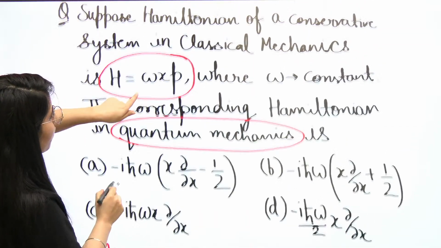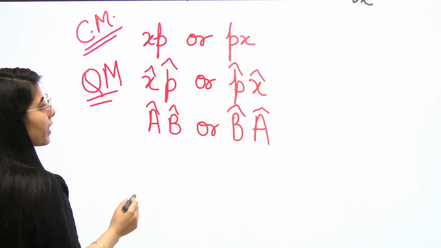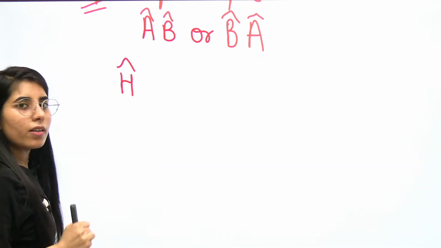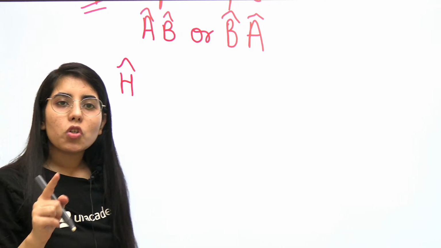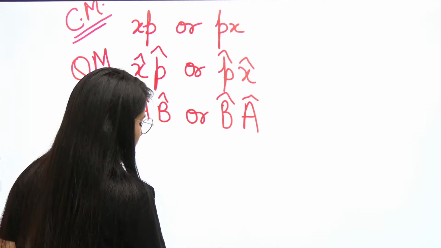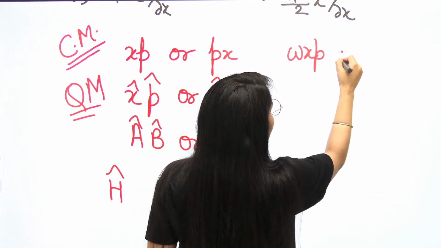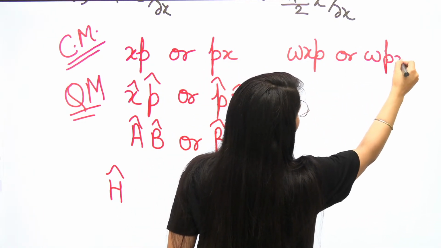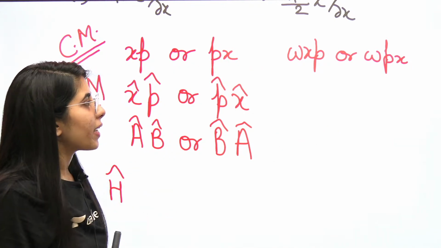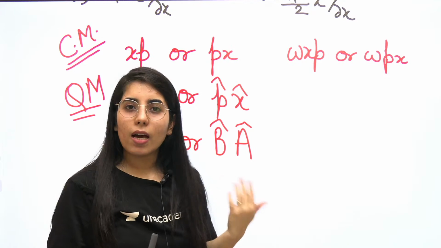This is the Hamiltonian given to you, that is omega xp. So it is in classical mechanics. Now when I want to write it in quantum mechanics, what I have to do, I will consider Hamiltonian as the operator. And since I know whether it was omega xp or omega px, in classical there is no difference. But in quantum it will make a difference. And how can I consider it exactly? It can be either xp or px, because the expression which has been given is in classical.